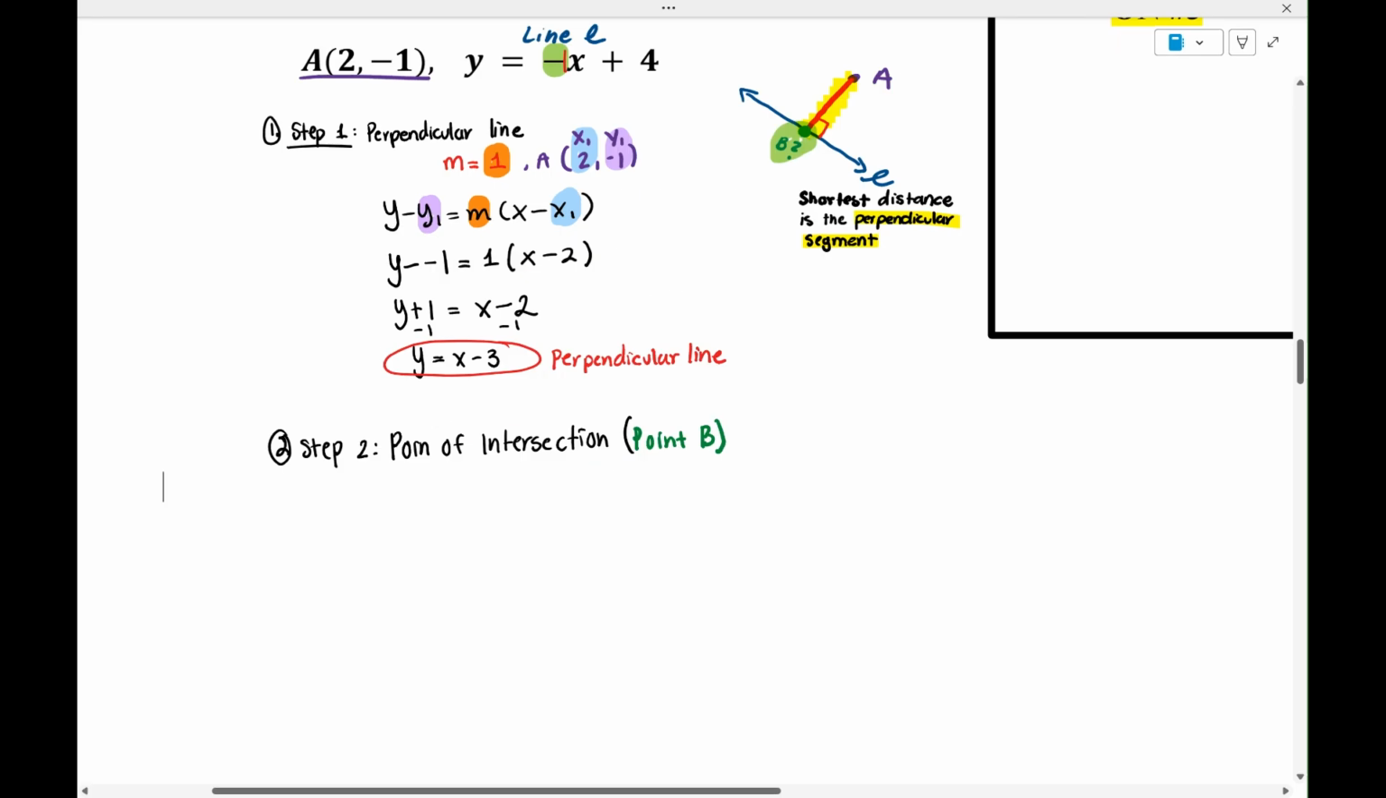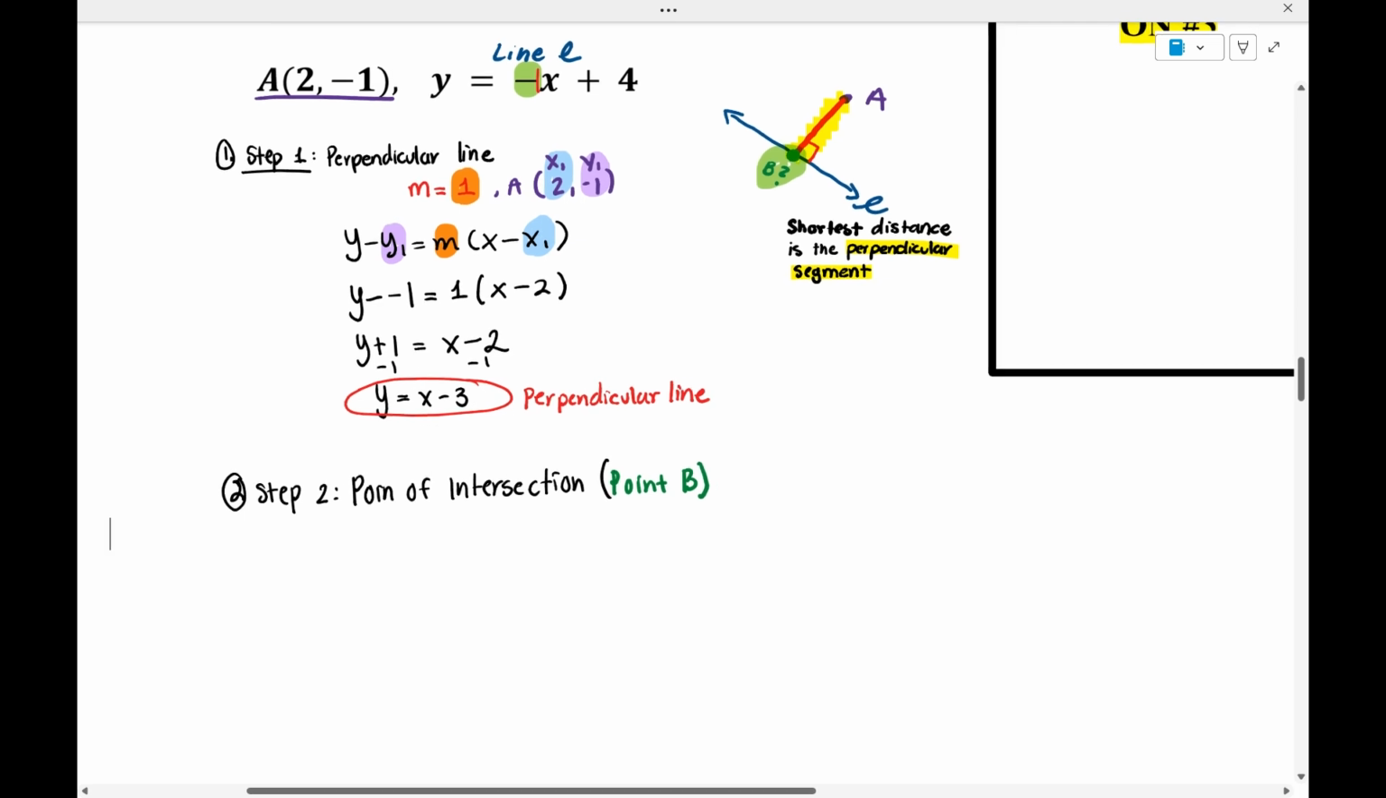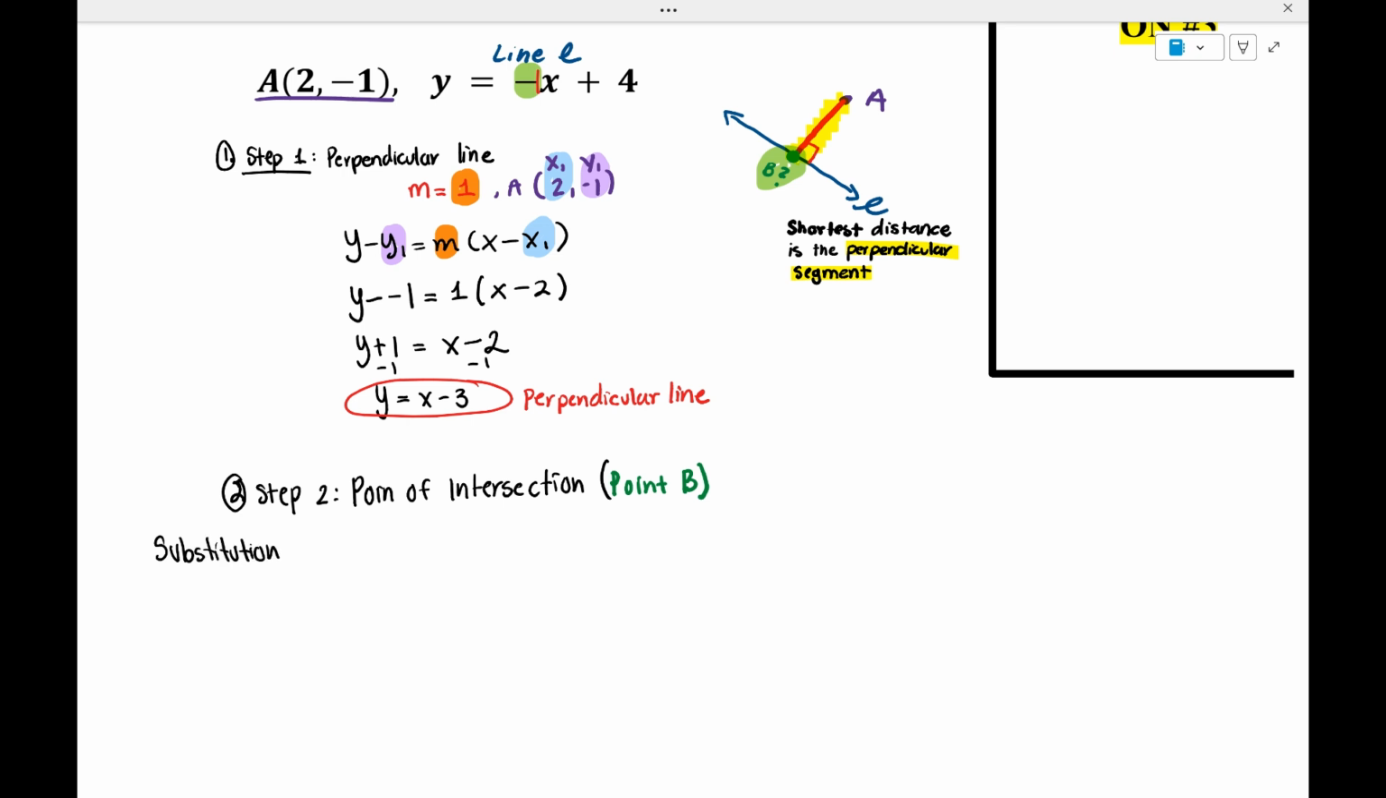So now we're going to go ahead and move on to the second step, which is finding the point of intersection. So I want to know what the location for that B is so that I can use the distance formula to find the distance between those 2 points, A and B. So there's several ways that you can solve a system. We have 2 equations, so we call it a system.